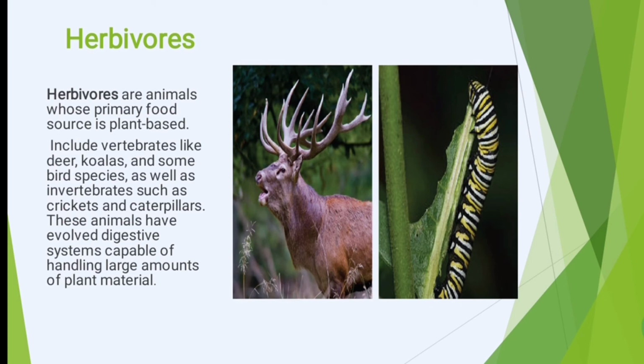Herbivores. Herbivores are animals whose primary food source is plant-based. This includes vertebrates like deer, koalas, and some bird species, as well as invertebrates such as crickets and caterpillars. These animals have evolved digestive systems capable of handling large amounts of plant material.